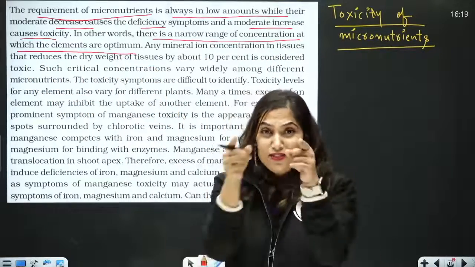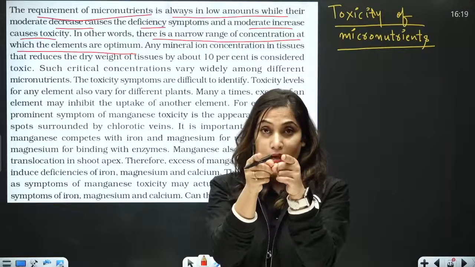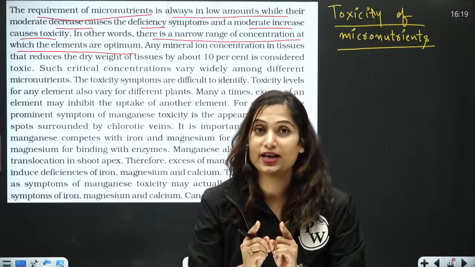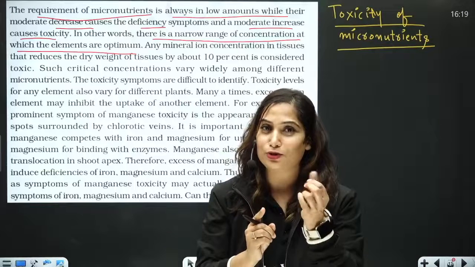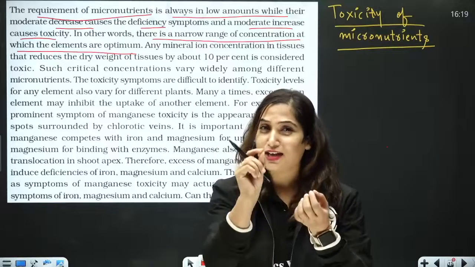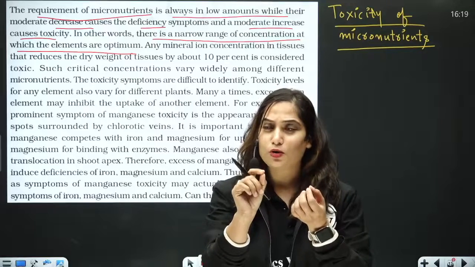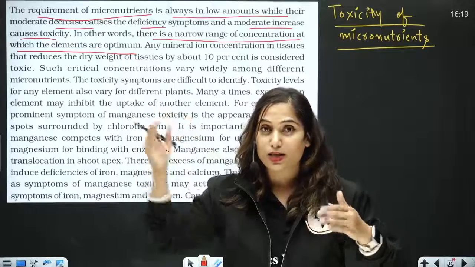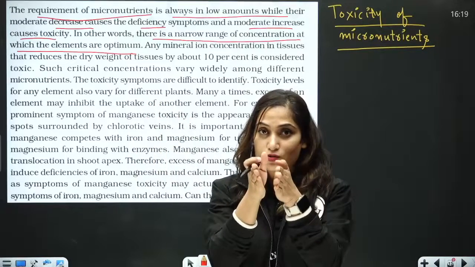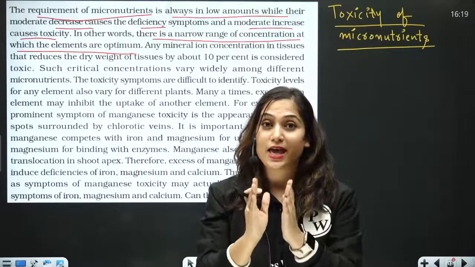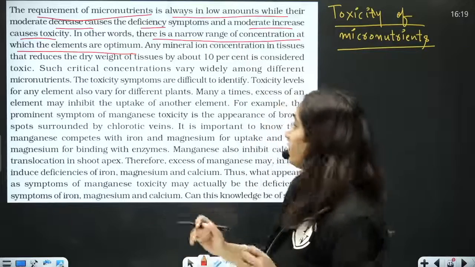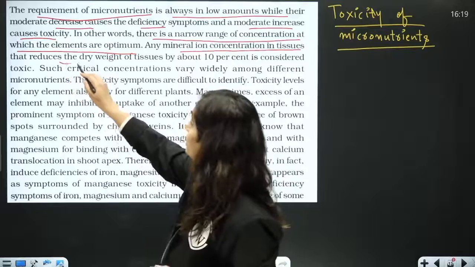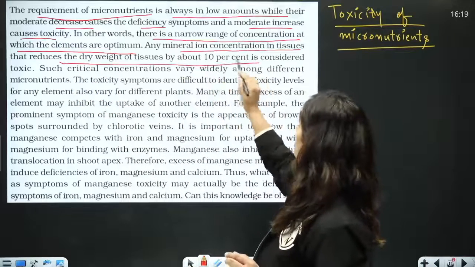That means there is a very narrow range of concentration in which we can provide these elements, these micronutrients to the plant, right? Very narrow range, 0.03 or 0.035, not more than that. So there is a very narrow range of concentration in which these elements are best for the plant. Okay, any mineral ion concentration in tissues that reduces the dry weight of tissue by about 10%.